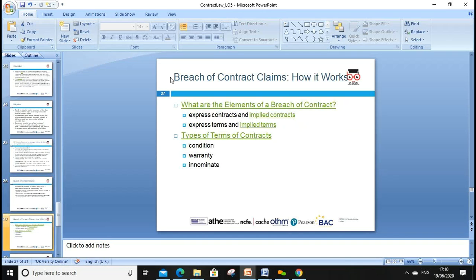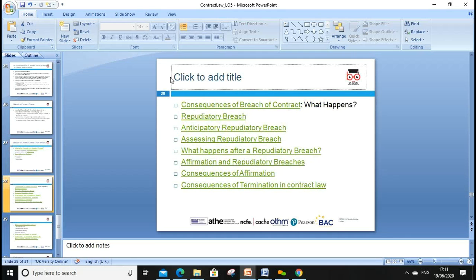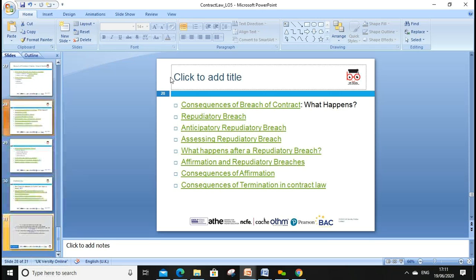And the breach of contract, how does it work, what are the elements of breach of contract: implied contract terms, you did not fulfill the express term and the implied term. The types of contract terms are condition, warranty, innominate. If you don't fulfill these, it can be a breach. Consequences: due to all these, remedies are available. The damages are available. Any question?